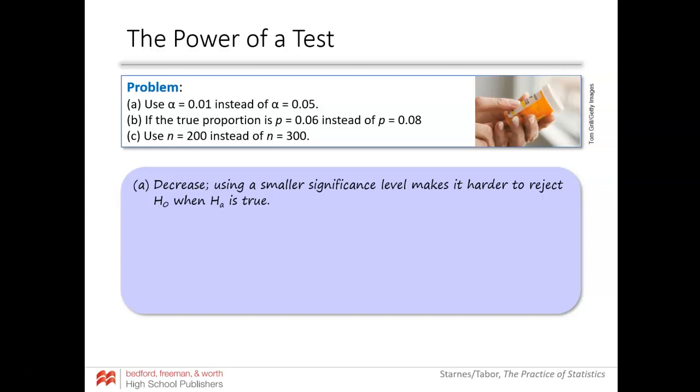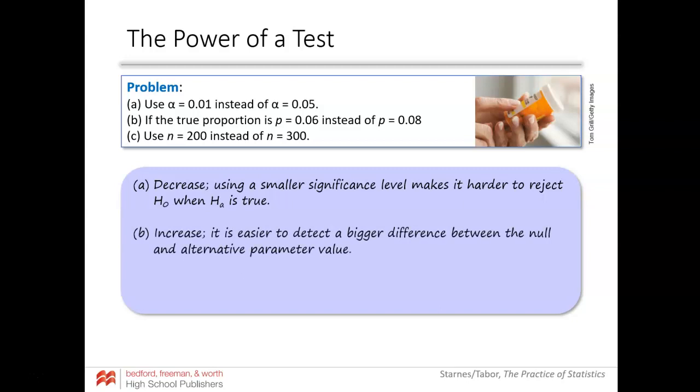So the next example, if the true proportion is 0.6 instead of it being 0.8. So that makes it more extreme, right? So that's going to increase. It's going to be easier to detect a bigger difference between the null and alternative parameter values if you've changed that value.